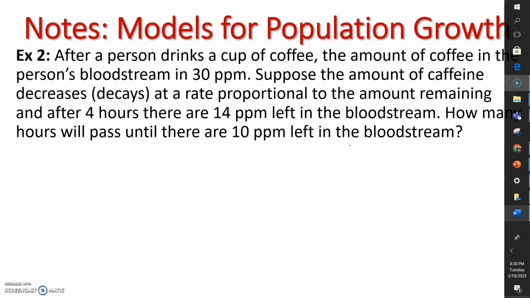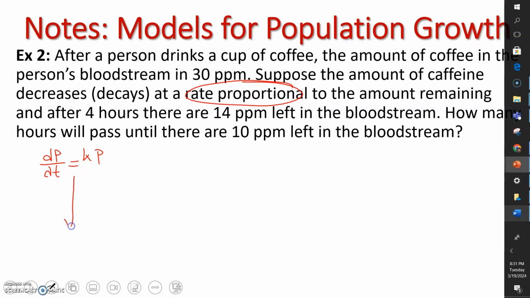So this might not sound like population growth, but it really is. And what gives it away is this rate proportional. So we know we start with the exact same model. We have dP/dt is equal to kP. And honestly, for the sake of time, let's skip all of the work we had from before and jump straight here. So we know that the population is some constant times e to the kt after solving our differential equation.